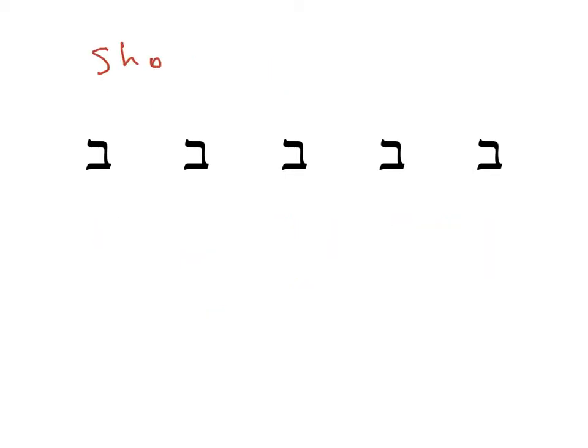First, we'll go over the short vowels. First is patak. Patak has the sound of ah, as in father. Next is sagol. Sagol has the e sound, as in send. Hirik has an e sound, as in see.